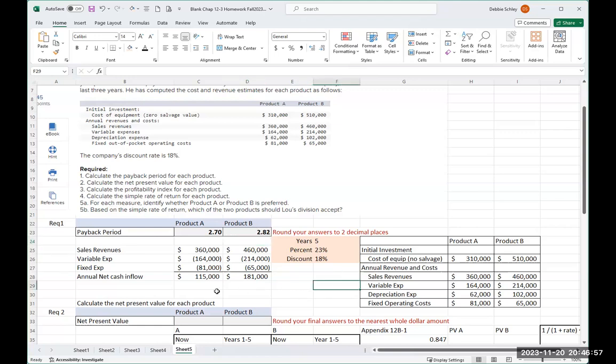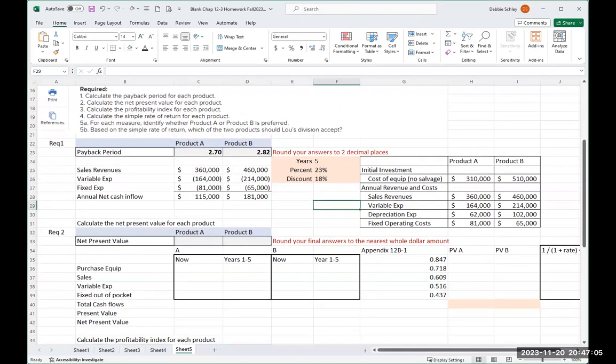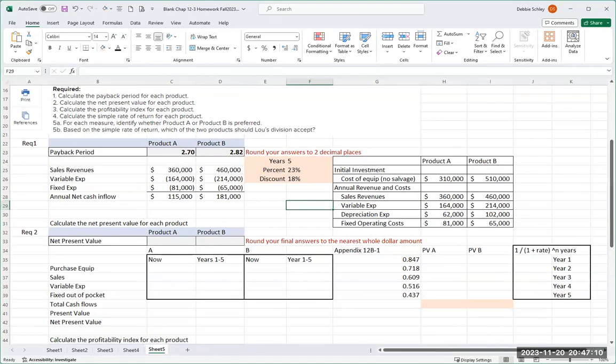Okay, so there's required one. Now, required two, they want us to calculate the net present value for each product. So again, lots of ways to do this. Let's do this way first. So for product A, the now equals a negative initial cost of the equipment. And then years 1 through 5, because it's the same every year, equals 360,000.